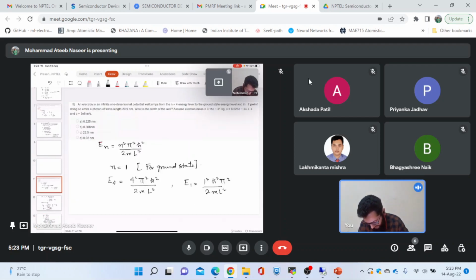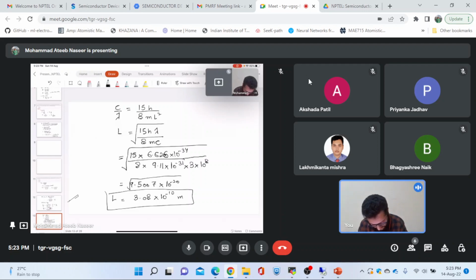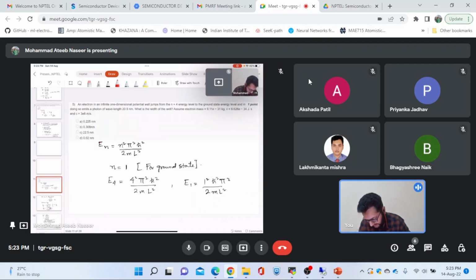Since we are required to find it in nanometers, we will write it in nanometers to be equal to 0.308 into 10 raised to power minus 9 meters, or simply L is equal to 0.308 nanometers. So this is our answer, and now let us see which option it matches. It matches with option B. So option B is the correct option to select here.